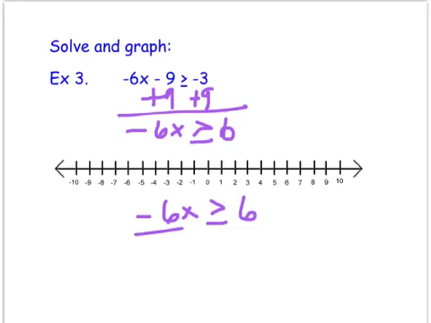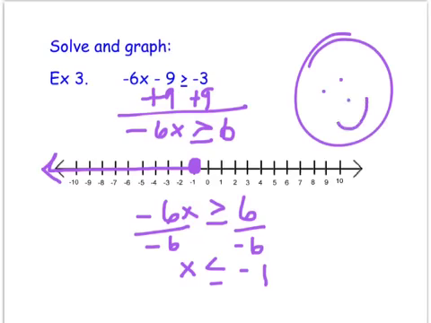So now I'm going to divide both sides by negative 6. When I divide by a negative, what happens to my sign? You got it. I get x is less than or equal to negative 1. So I can go ahead and graph it. Negative 1, it's going to be a filled-in circle because it's equal to. I've got to look at which way it's going. It's going that way, so I'm going to draw my line that way. Ta-da!